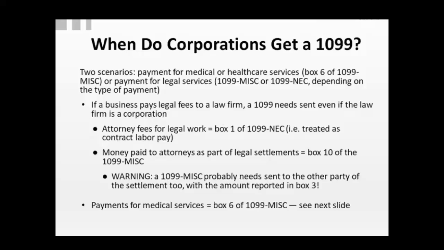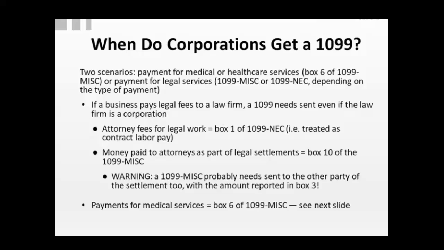That settlement money, if it flows through a law firm, you would send a 1099 miscellaneous, box 10, to that law firm. You probably need to send a 1099 miscellaneous to the other party in the settlement, too, with the amount reported as other income in box 3.